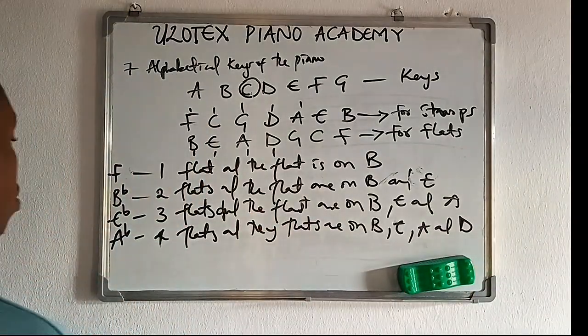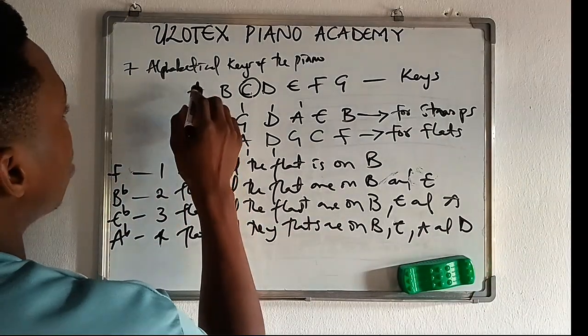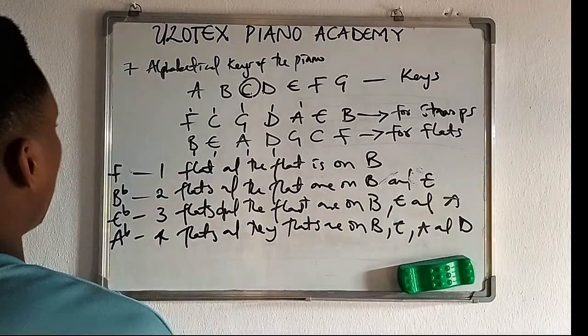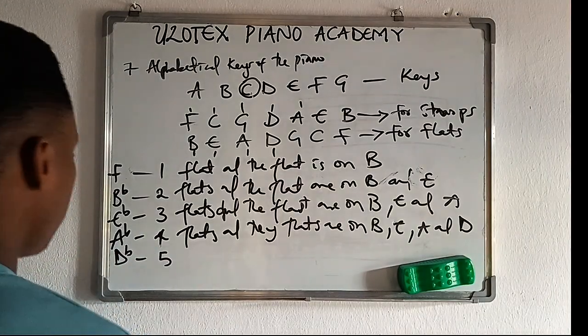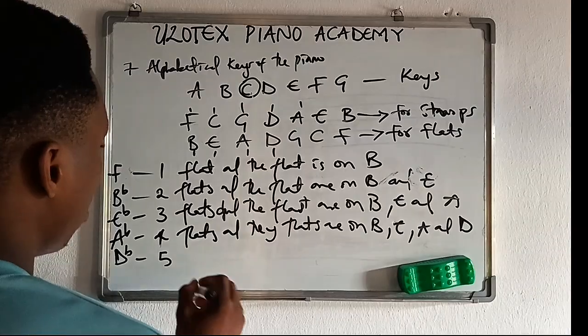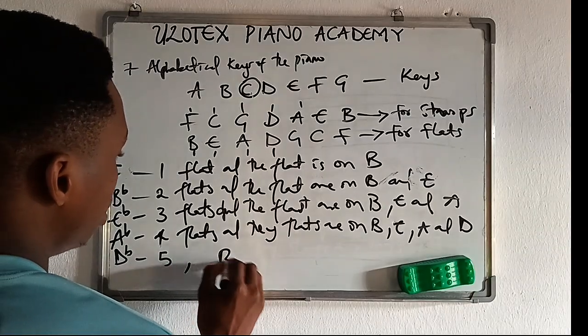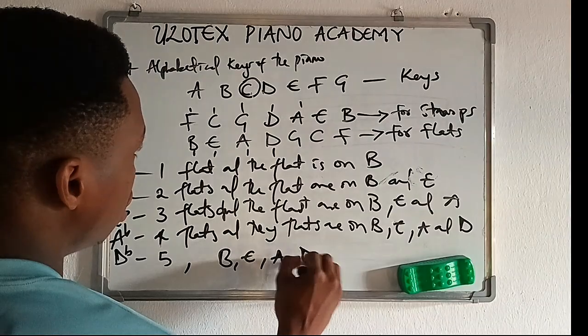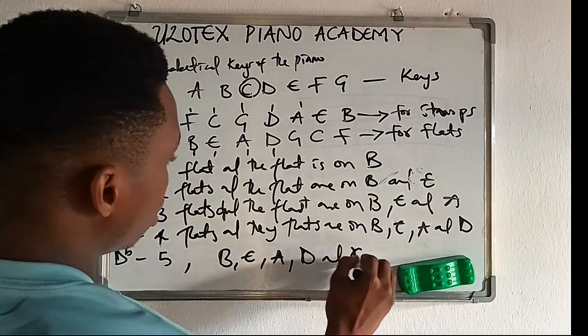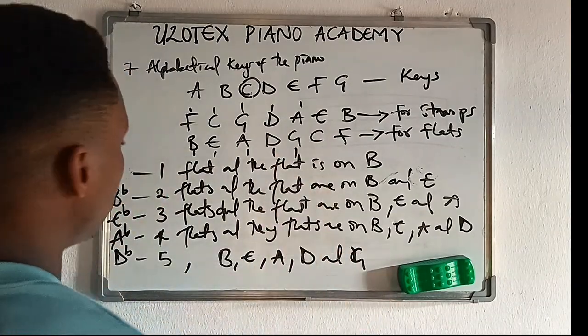So after that, we count 1, 2, 3, 4, 5. We have D flat. D flat has 5 flats, which are on B, E, A, D, and G. So you go and check it yourself.